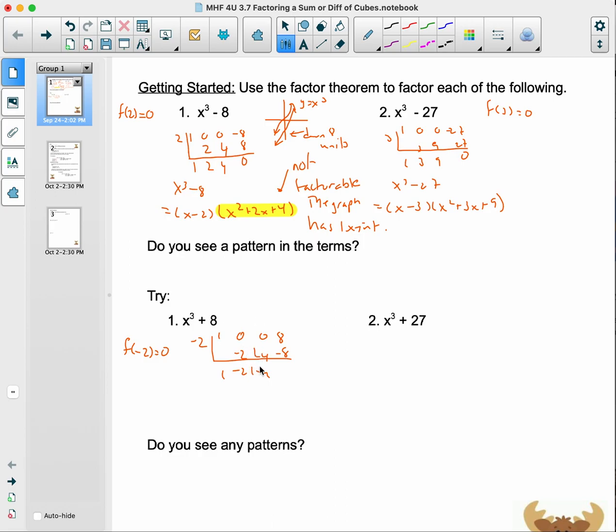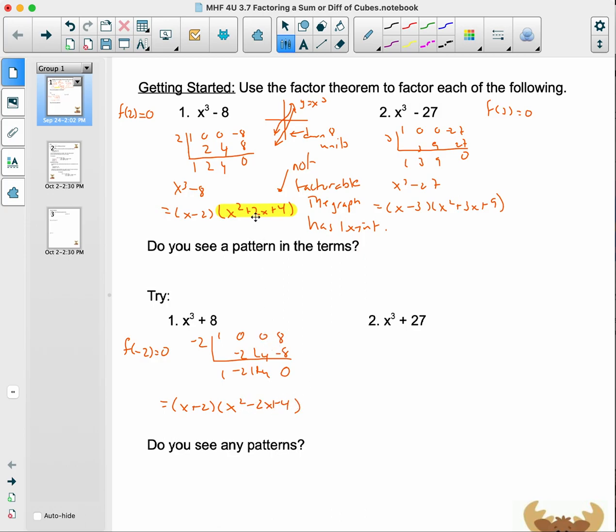Oh, that's what I did. I'm like, what the heck did I do? That needs to be a -8, but that needs to be a +4. Okay, that's what you get for working quickly. So this guy would factor to be x plus 2 and then x squared minus 2x plus 4.